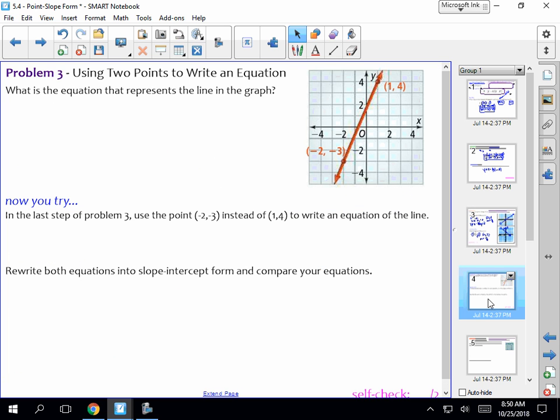It says, what is the equation that represents the line in the graph? So what is the equation that represents the line graph? And we're going to write this in point slope form again. Here we have a point at 1, 4 and another one at negative 2, negative 3. So I've given you the points and I've given you a picture.